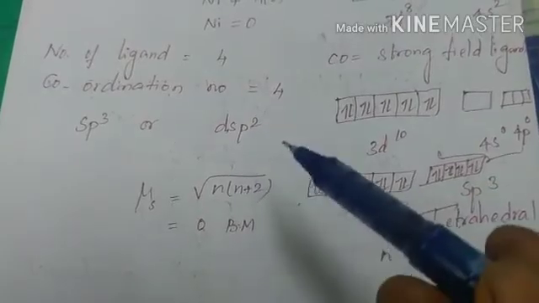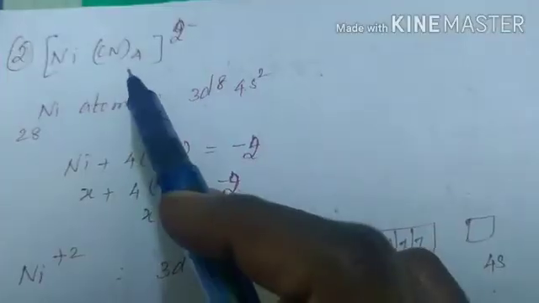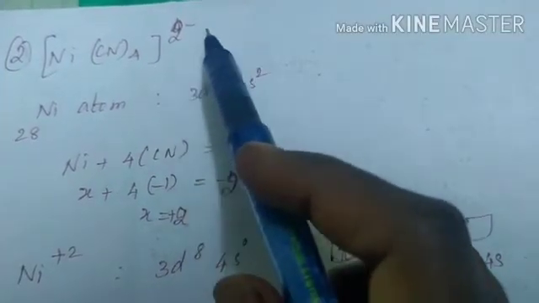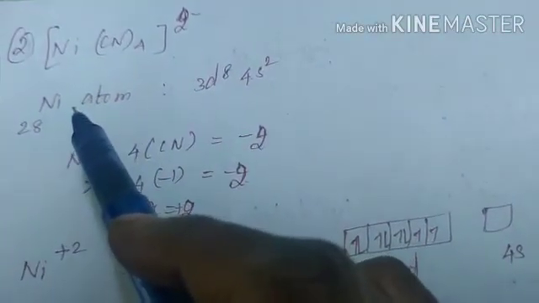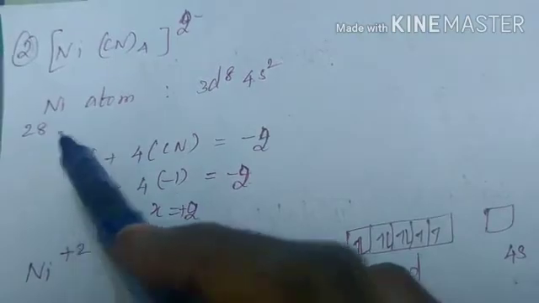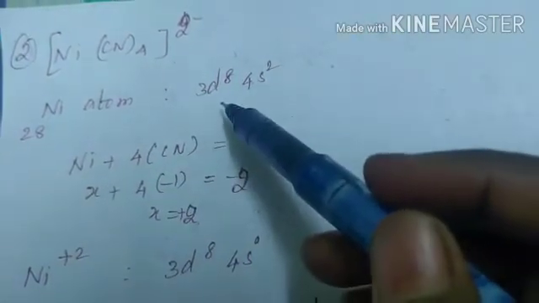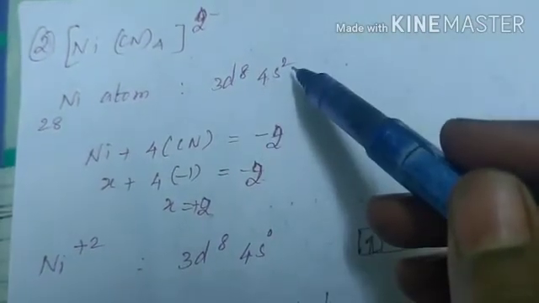Next, we see the second complex, Ni(CN)4, square bracket, 2 minus. In this complex, the central metal atom is nickel, atomic number 28. So, outer shell electronic configuration 3d8 4s2.